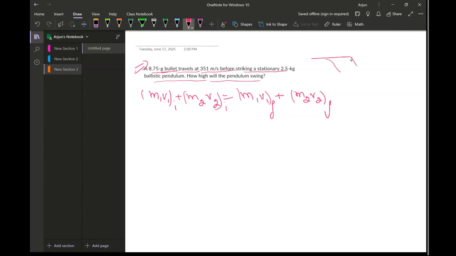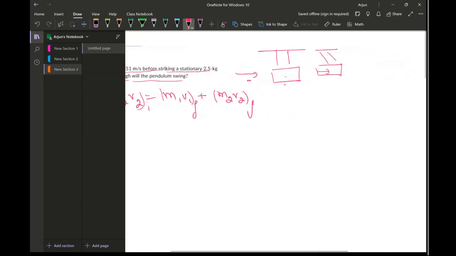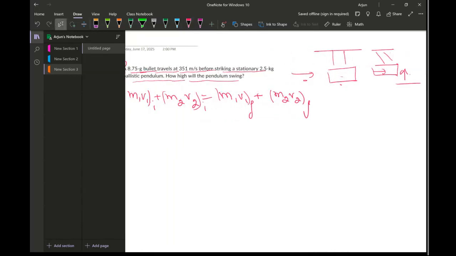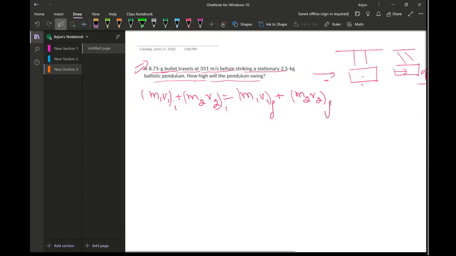So there's a pendulum like this, and there's a bullet. Well, let me redraw it. So there's a bullet, and then there is a pendulum like this. This bullet, after collision, hits in this pendulum, and this pendulum moves somewhere in the upward direction once the bullet hits into it, and it gains a certain amount of height. And we wanted to find out how high the pendulum swings. So thus I wrote this equation, and now I'm going to put in the values.